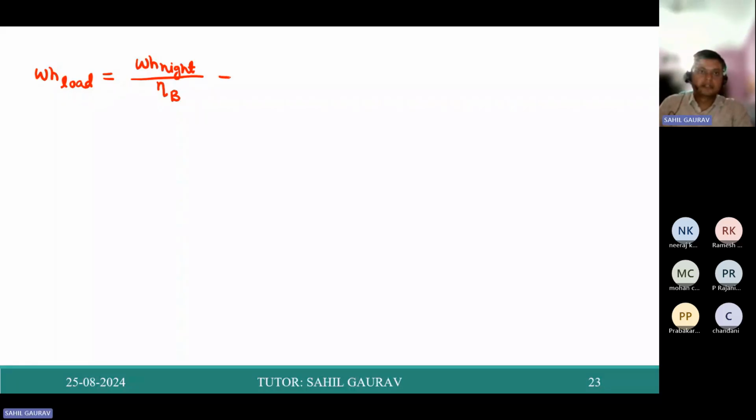And then during the autonomous stage, this whole, during day, either during night, both times, this battery will provide the energy. So we have to divide by NB, and the number of autonomy days will be NA.